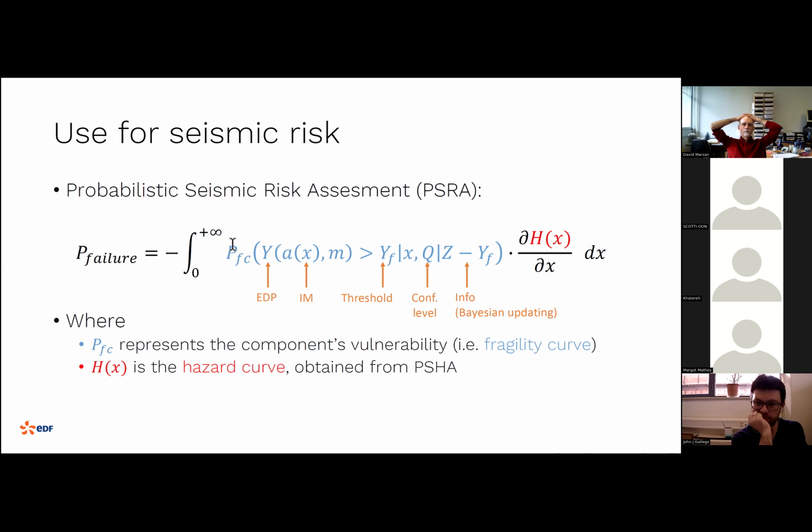So this is related actually to the use of this hazard information for seismic risk. I'm just reminding here, for information, the risk equation, where the probability of failure depends on what we can generally call a fragility model and the hazard curve. So the hazard curve we had before is directly used here as an input for the calculation of the probability of failure.